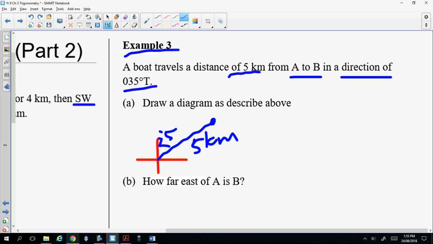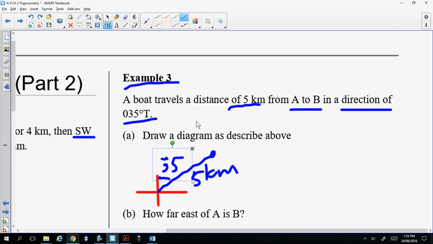Let me fix this. The pen's not very good. No, my pen, the pen I've been using for a long time. Okay, good. So you got this diagram. A is the start. Yeah, very good, A and B. That's what we do.